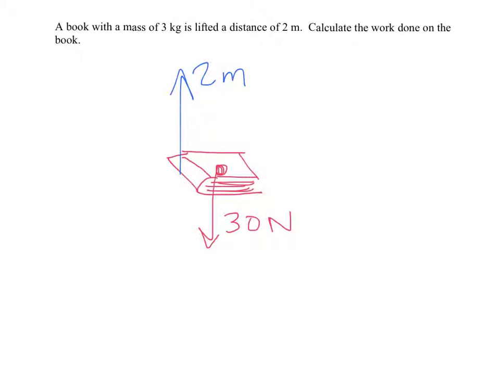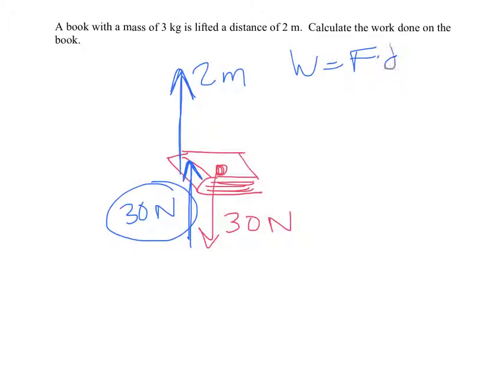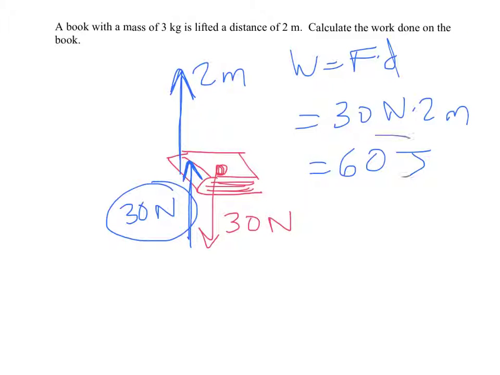Now what force are we using to lift it? Well, in order to lift the book, we're going to have to supply a force equal to its weight. It'll actually be slightly greater than its weight in order to cause it to move, but for all practical purposes, we're going to say equal to its weight. So that's the force we're applying to lift the book up. Notice the book is moving up. So work equals force times distance. 30 newtons times 2 meters is 60 joules. That's how much work is done on the book in this situation.